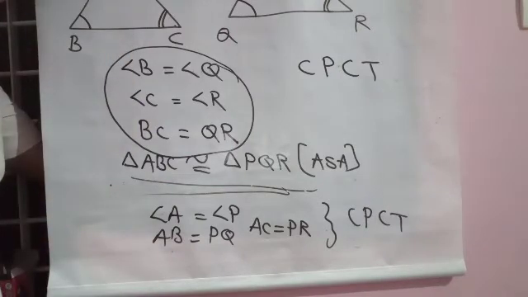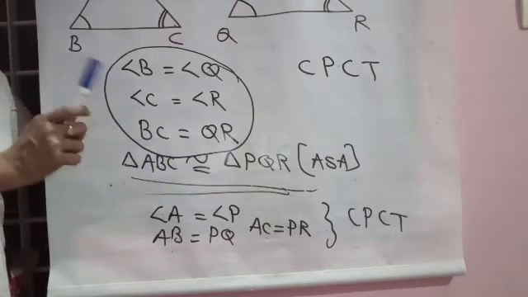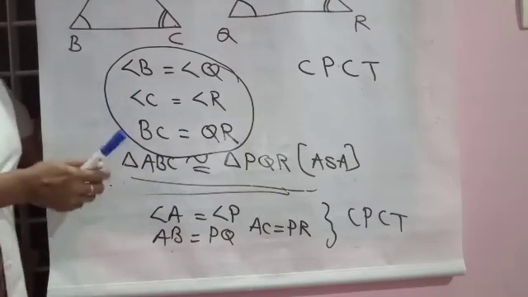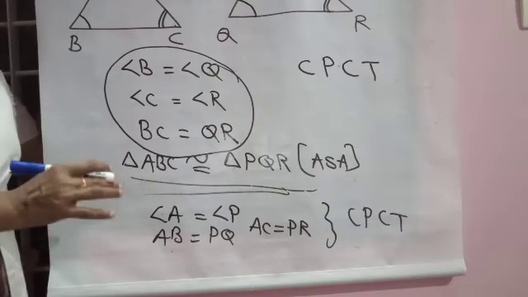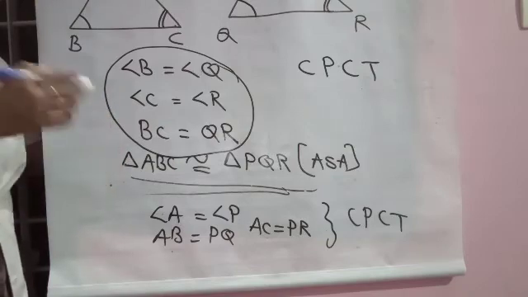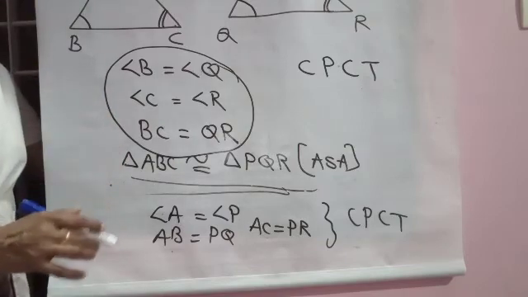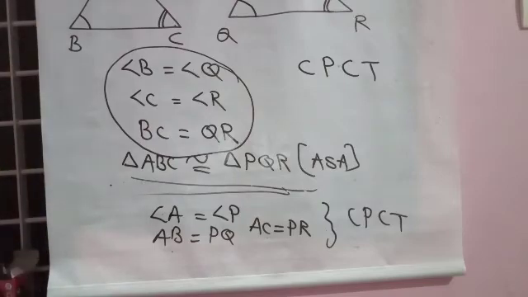Any other doubt? Okay, actually proof is there for ASA congruence rule, but it is not needed. 3 conditions, 3 cases they have given to us, but it is not needed. Deleted question. So go through the rule carefully and think about how we can apply the same in questions. Okay, so let us move to our exercise first question.